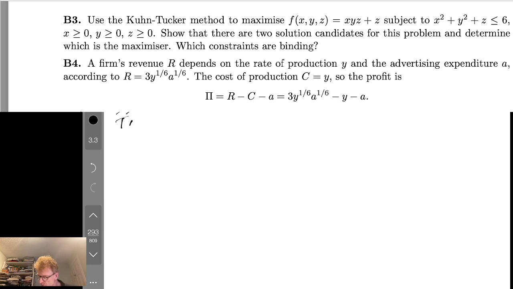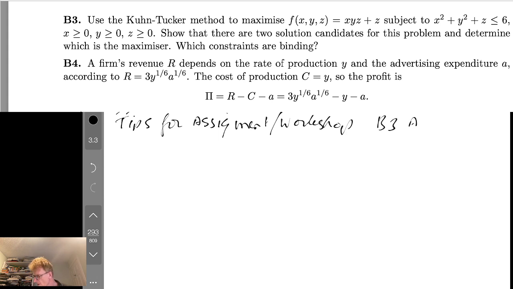Last tips for the assignment, or actually the workshop questions B3 and B4. Maybe I give some tips on A1, A2.